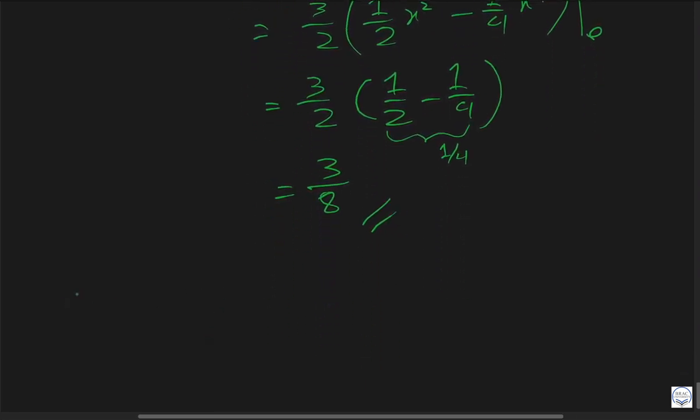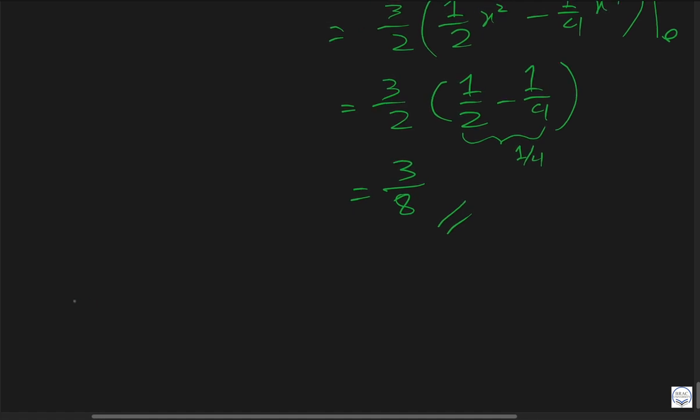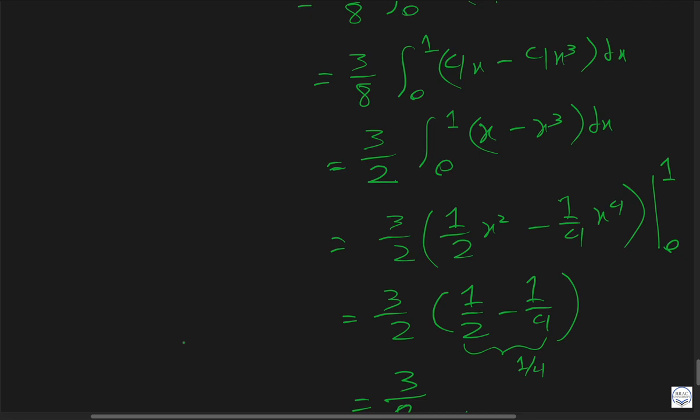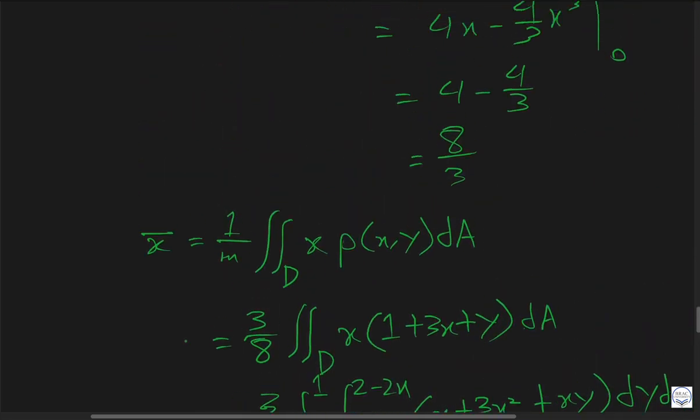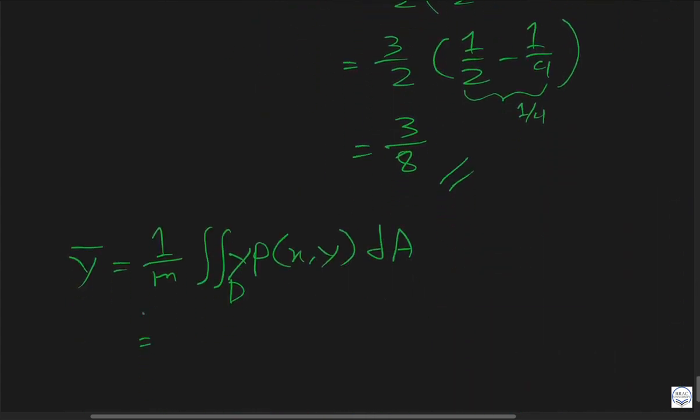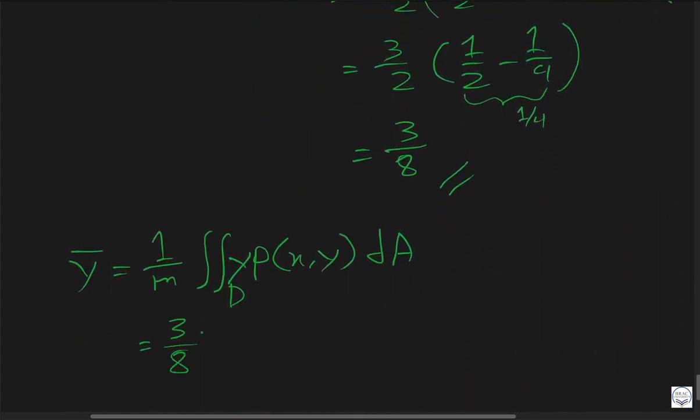Now let's try and find the y coordinate of the center of mass. The y coordinate of the center of mass is just 1 over the mass, times the double integral over the region D of our density function times dA, and of course we have to multiply it by y. And 1 over m is actually 3 over 8, because our mass is 8 over 3. We inverted, we get 3 over 8.